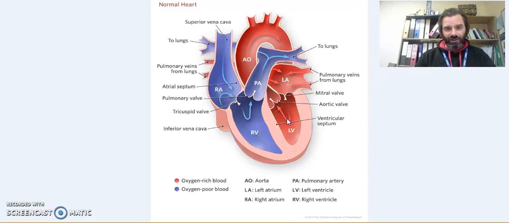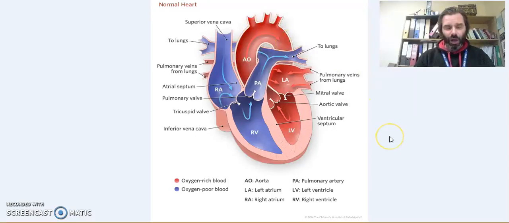And it does this because the bicuspid valve here, it's called the mitral valve, opens and closes. This allows the blood to come into this area here, into the left ventricle. From here, the left ventricle then contracts and the blood goes through the aortic valve here into the aorta. This is where the blood is pumped from the left ventricle through this valve into the aorta, and then it travels around the body ready to be used.